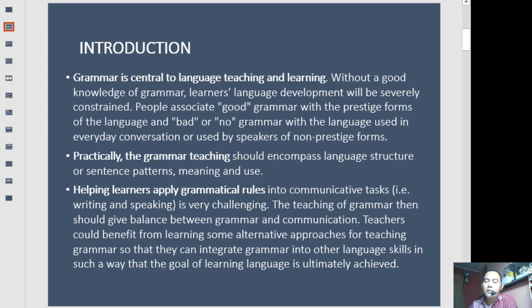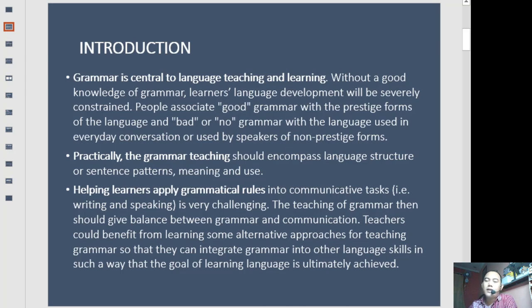Practically, in grammar teaching, learners are taught rules of language commonly known as sentence patterns. Grammatical rules enable them to know and apply how such sentence patterns should be put together. The grammar teaching should also ultimately focus on the way grammatical items or sentence patterns are correctly used. In other words, it should encompass language structure or sentence patterns, meaning, and use.